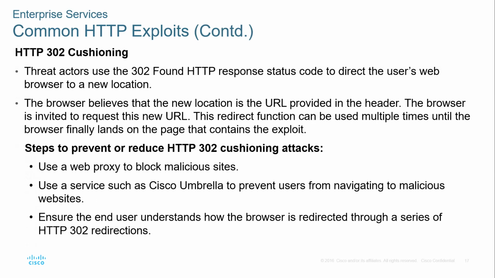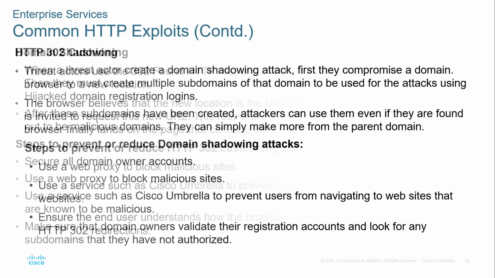We have HTTP 302 cushioning. This is where a threat actor will use the 302 error found in the appropriate HTTP response status code to direct the user's web browser to a new location. Again, proxying or web filtering will prevent these types of attacks. This is definitely one of those attacks that are still occurring occasionally, but most modern day browsers and security features prevent these types of attacks.